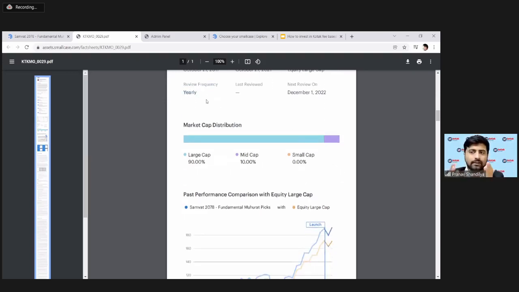Review and rebalance mean one and the same thing. So here you see the review frequency is yearly, and you will find out that the next review of this particular basket is going to happen on December 1st.